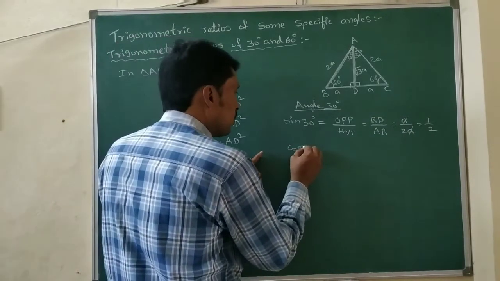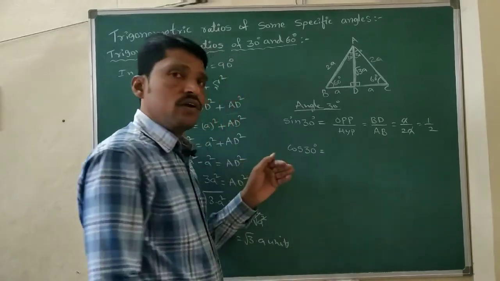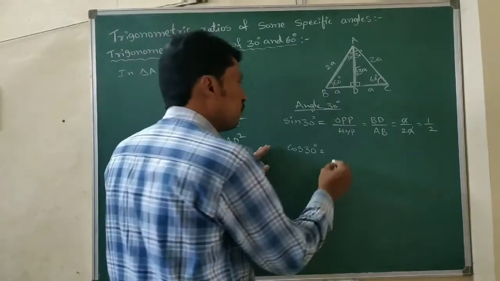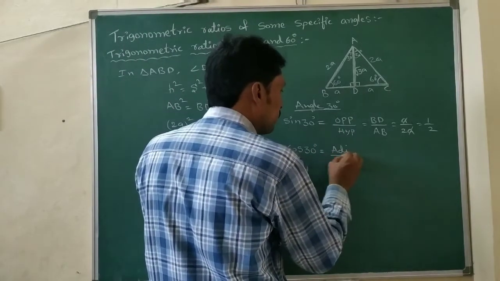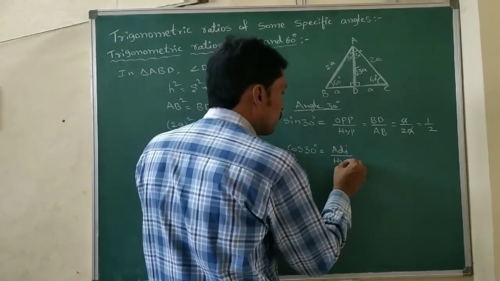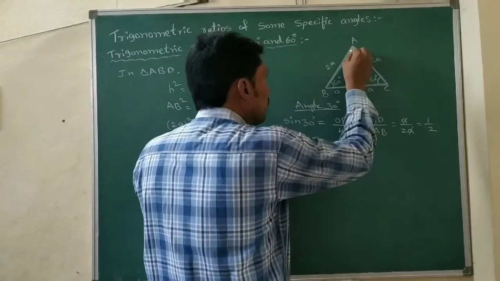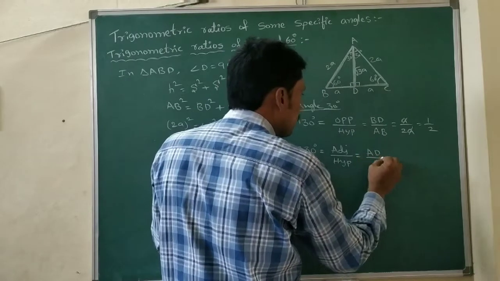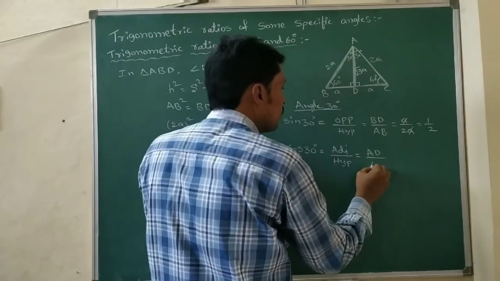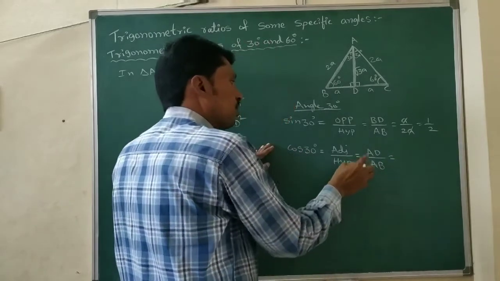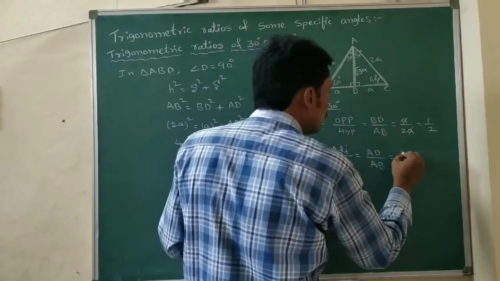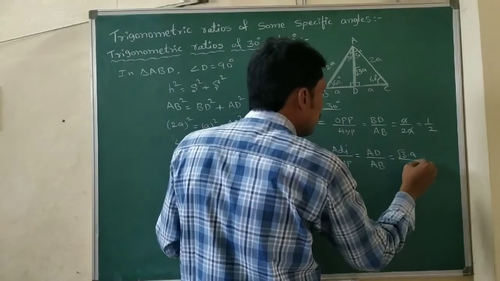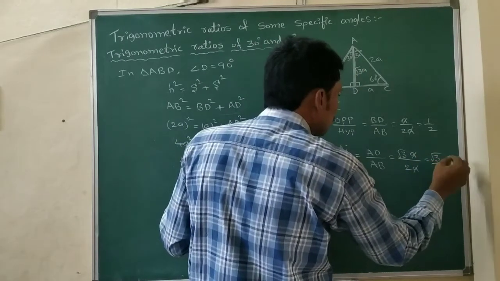Next, cos 30. What is cos? Adjacent side to angle 30 by the length of the hypotenuse. So I am taking adjacent side as ADJ by hypotenuse, HYP. In this, what is the adjacent side? AD is the adjacent side. So AD by hypotenuse AB. What is the value of AD? Root 3 into A by AB, whose value is 2A. The A's get cancelled, that equals root 3 by 2.